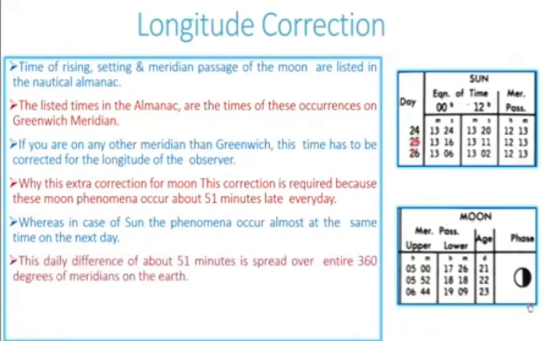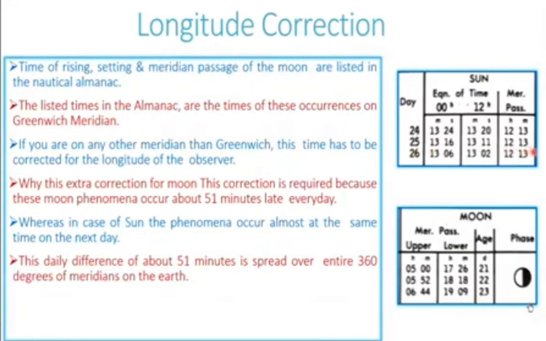Now, on the 24th, the meridian passage of the sun has occurred at 1213 local time on Greenwich. After this meridian passage, the sun has moved around by 360 degrees in a day, covering all the other meridians, and again on the next day, that is on the 25th, the meridian passage of the sun has occurred on the Greenwich meridian at 1213 local time.